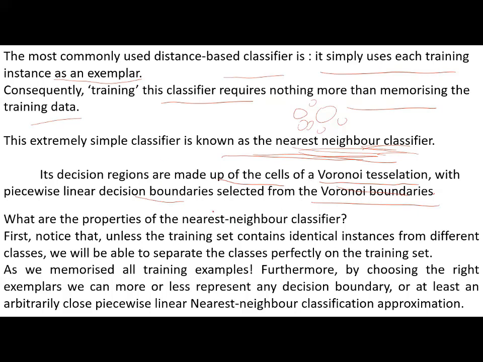What are the properties of the nearest neighbor classifier? First, notice that unless the training set contains identical instances from different classes, we will be able to separate them. For example, this is the training set.